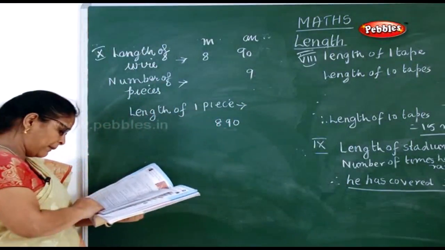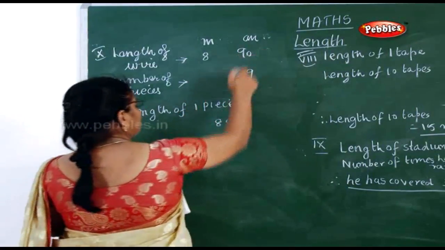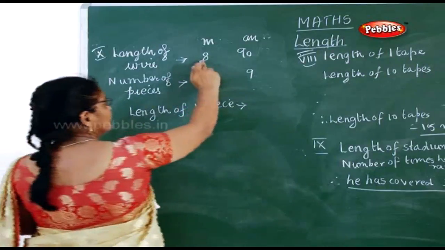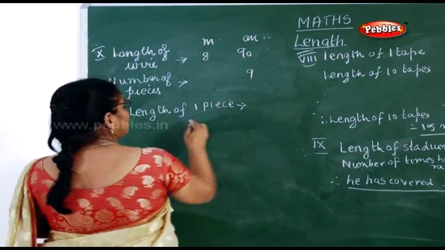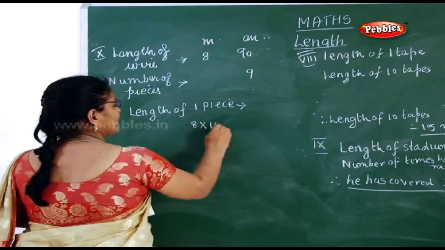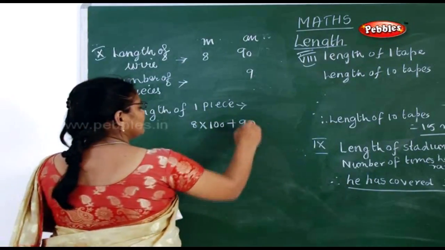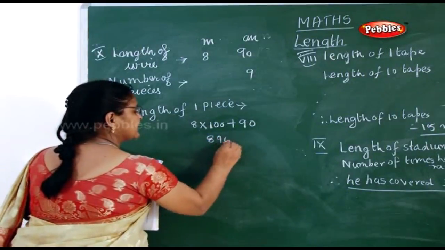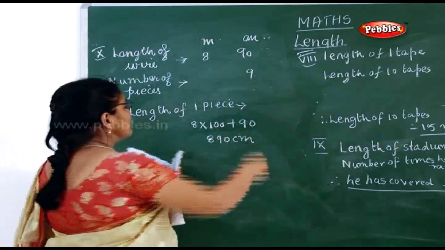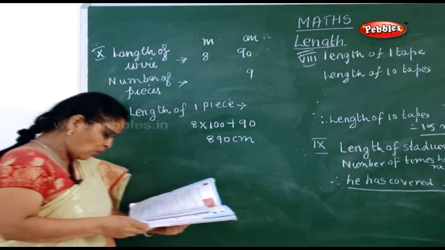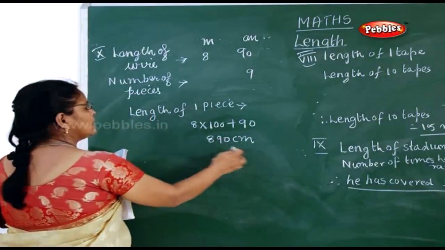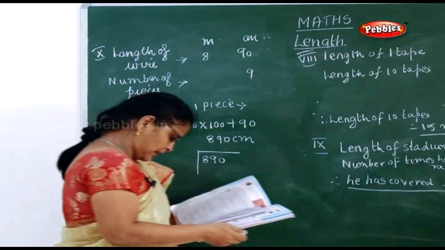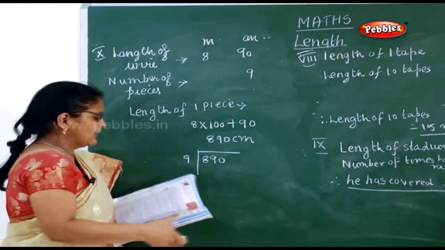But here you are converting into centimeter. So how will you convert this? Already I told you in your division sum, statement sum. How will you convert meter into centimeter? 8 into 100 plus 90. So you will have 890 centimeter. Now what you have to do? This 890 you have to divide by 9. Am I right? Are you clear now?